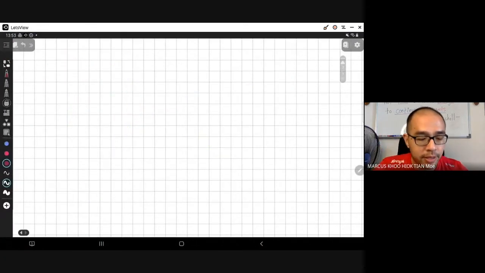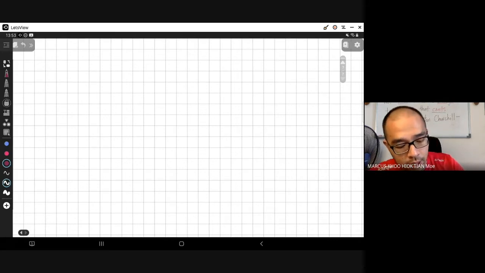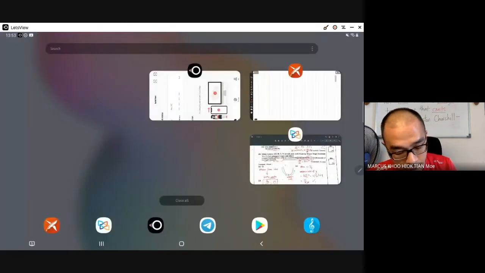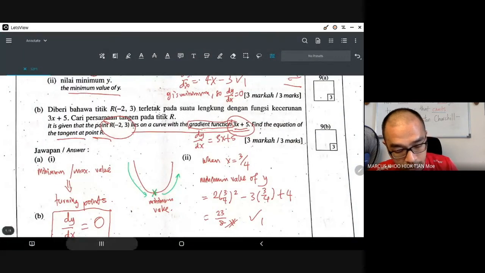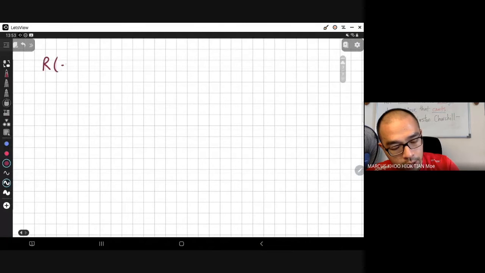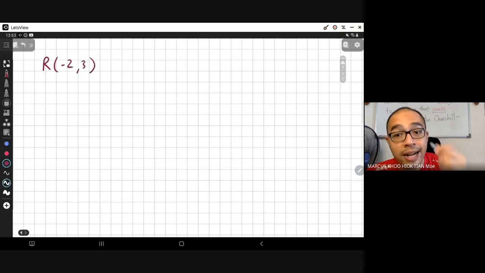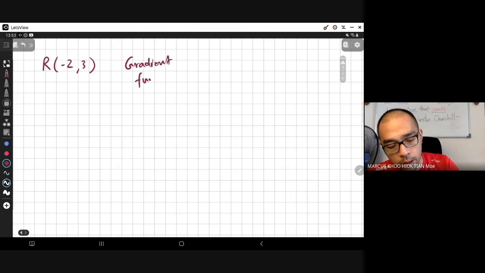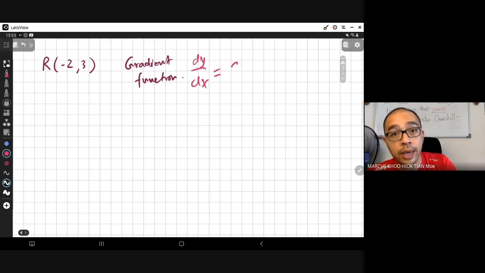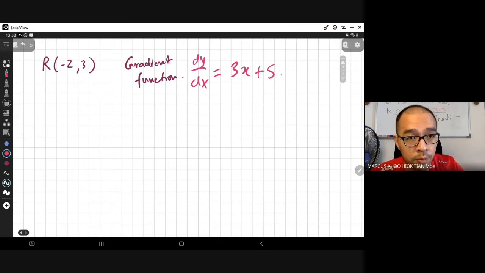What is the relationship between differentiation and the equation of a straight line? So you're given the point negative 2 and 3, and 3x plus 5. So you're given the point R equals (-2, 3) and the gradient function. The gradient function is also known as dy/dx equals 3x plus 5. Please correct me if I'm copying this wrongly. I'm just going to continue, but if I'm wrong, please correct me.